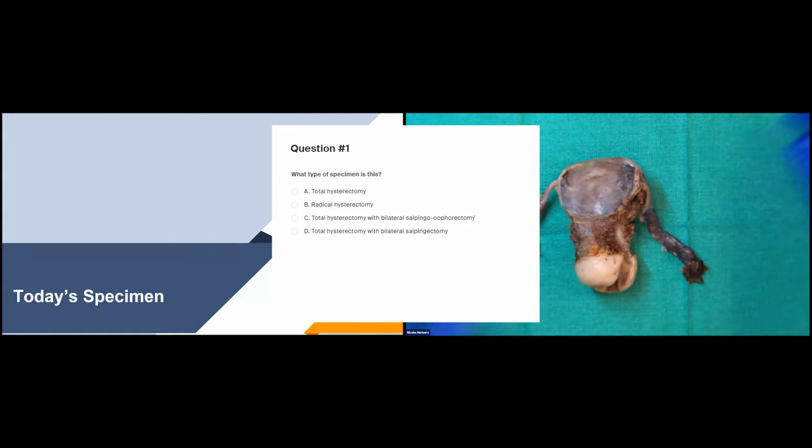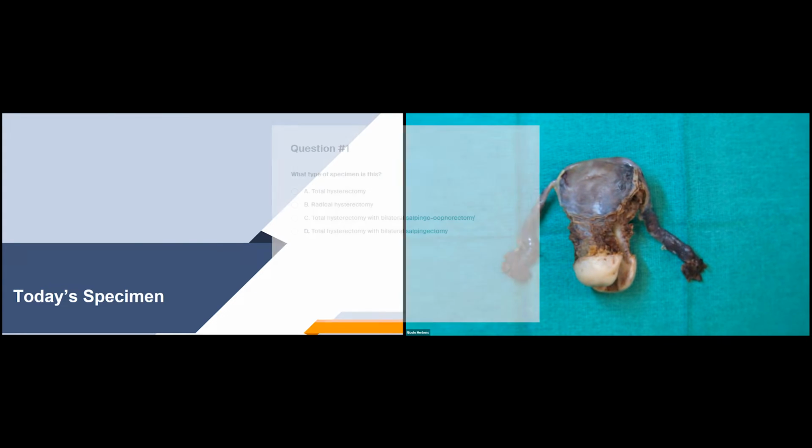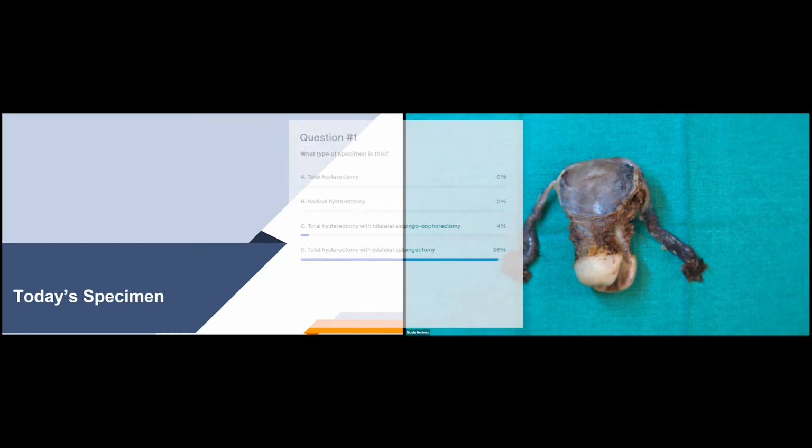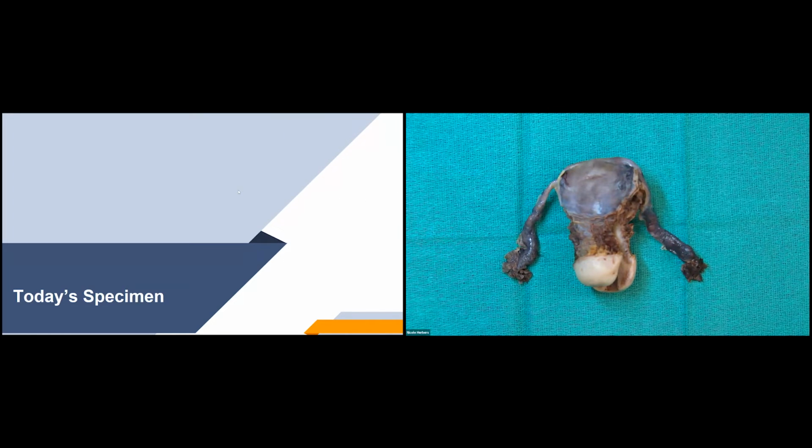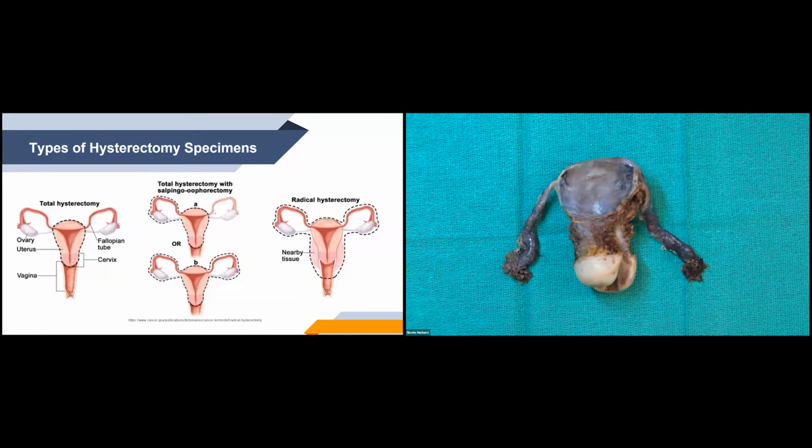Okay, and I'm going to end the polling question there and share the results. So great job, everyone. Yes, it is a total hysterectomy with bilateral salpingectomy. So here are the different types of hysterectomy specimens.